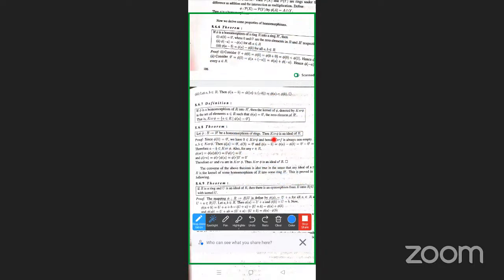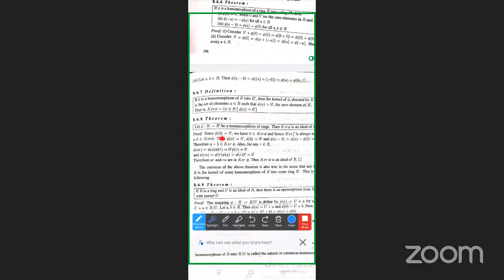And kernel pi. So the kernel pi, from the previous definition, is equal to the set of a belonging to R such that pi of a is equal to 0 dash. Okay. So here the theorem is given: pi is a homomorphism, and we have to show that kernel pi is an ideal of R.